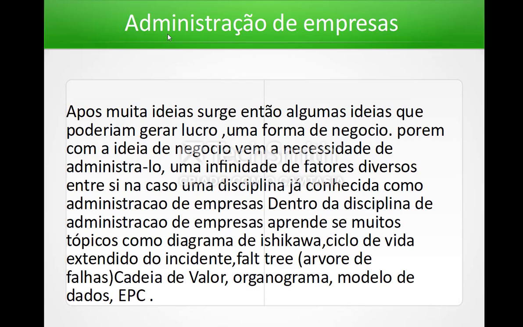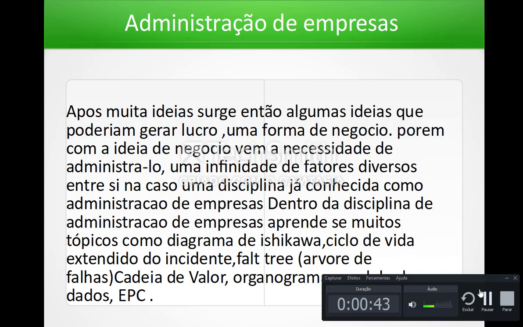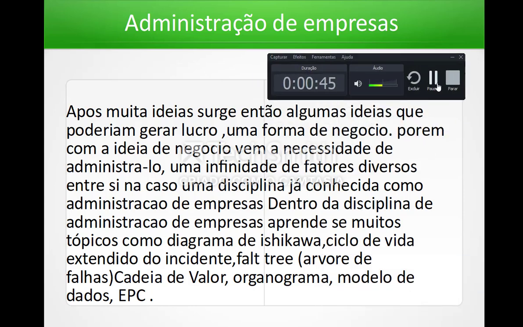Business administration. After a lot of ideas, there are some ideas that could generate profit, a form of business. But with the idea of business comes the need to manage it, a multitude of different factors among themselves, in this case a discipline already known as business administration. Within the business administration discipline you learn many topics like Ishikawa diagram, extended life cycle of the incident, fault tree, value chain, organization chart, data model, etc.